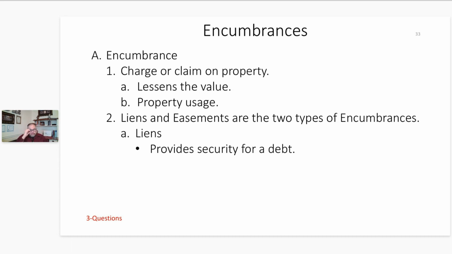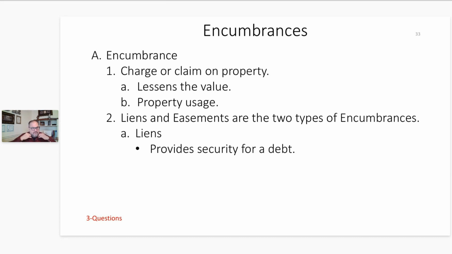Liens and easements. Now, the liens we're going to talk about specifically out of these encumbrances. The liens provide security for the debt. In other words, if I lend you $300,000 to buy a home, I'm going to put a lien on that property if the title is in your name. If they put the deed in your name, how am I going to protect my $300,000? I put a lien on it. Because when you turn around and sell the property, you have to pay that lien off. So I'm guaranteed my money back.